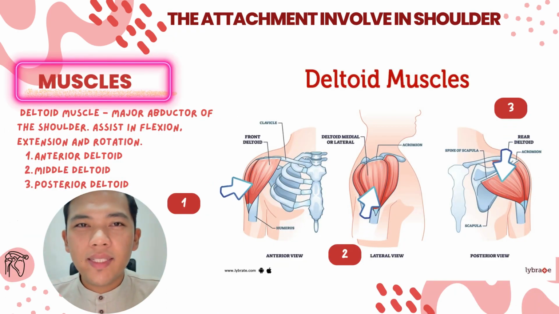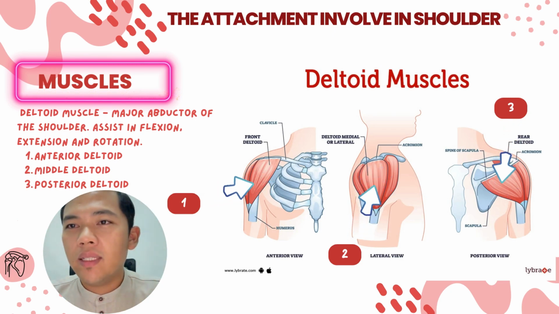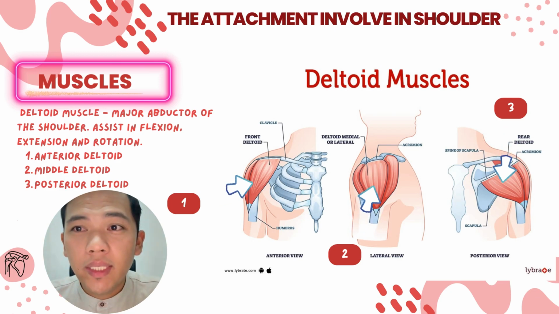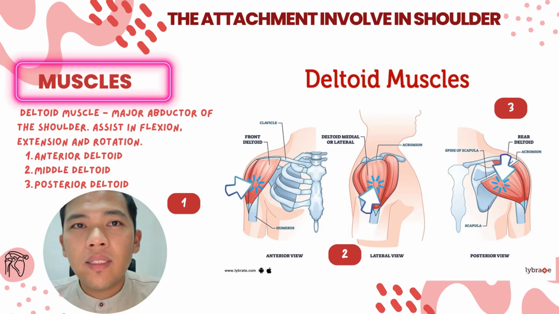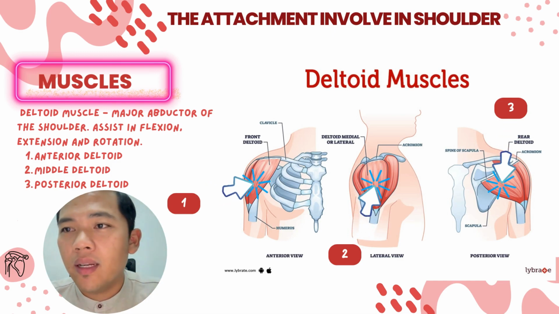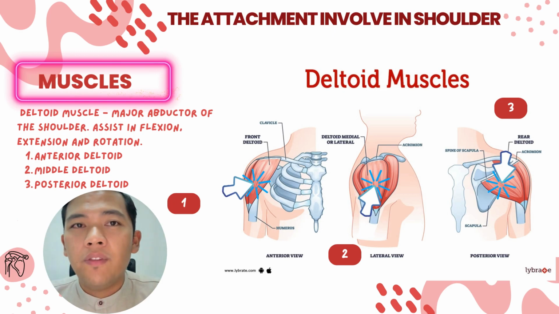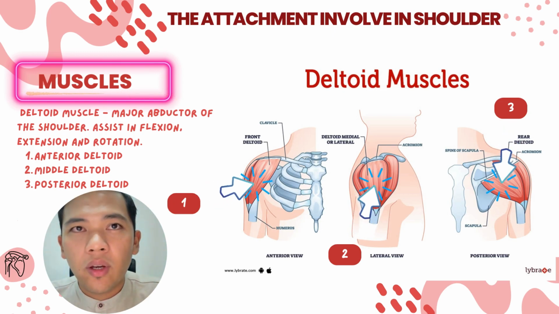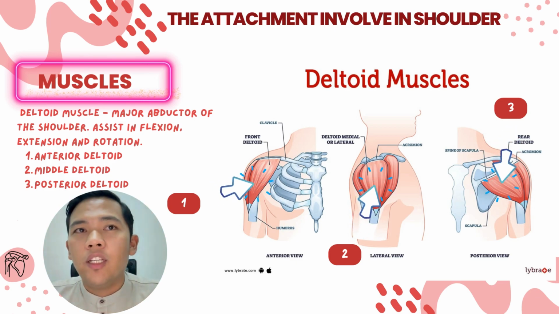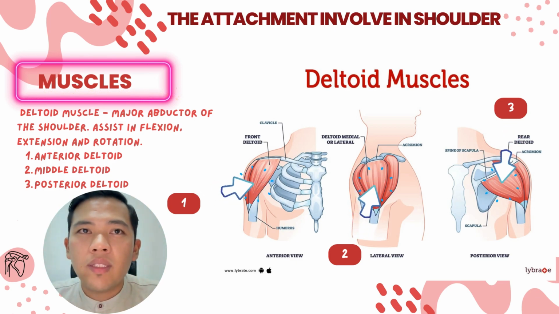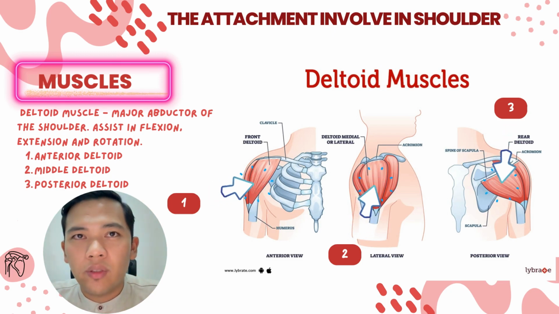Okay, next slide is the deltoid muscle. The deltoid is the major abductor of the shoulder and assists in flexion, extension, and rotation. The deltoid is a large triangular muscle covering the shoulder, and it has three parts. The first is the anterior deltoid, located at the front, and it helps shoulder flexion, which is raising the arm forwards, and internal rotation.